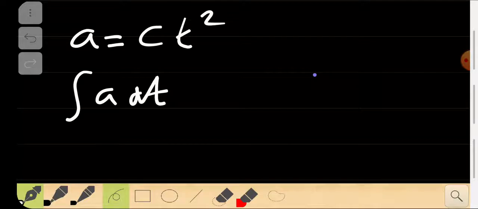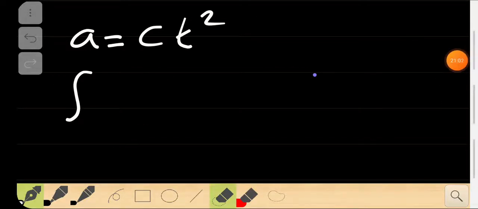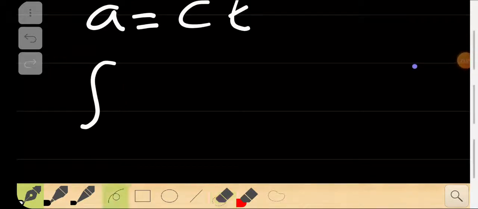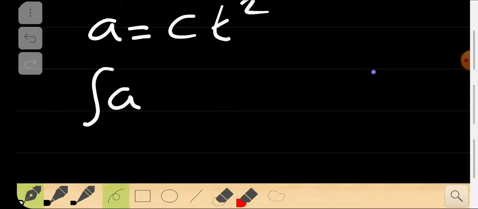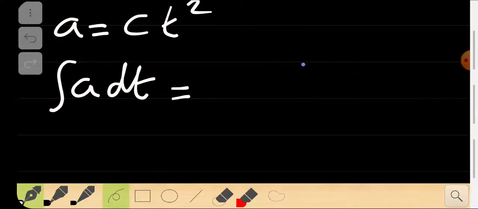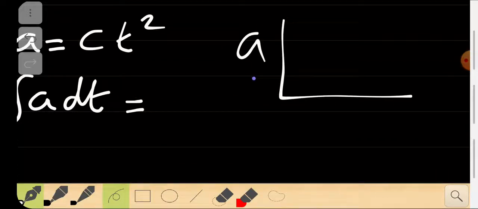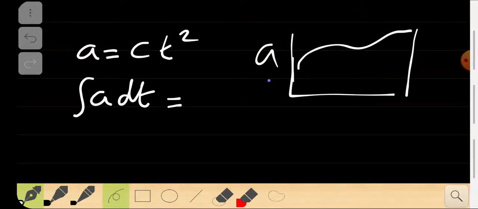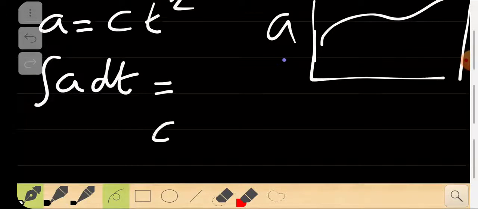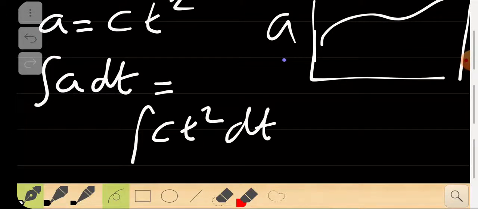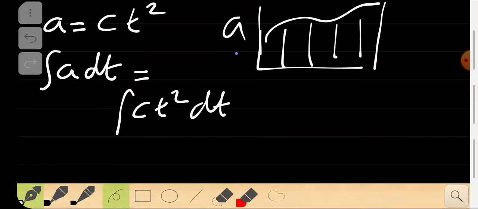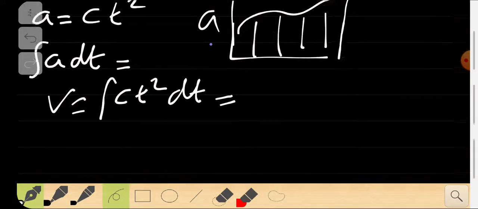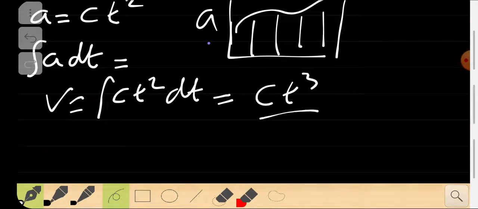So when you integrate a, dA with respect to dt, for all the lengths and breadths, when you integrate for all the distances of t, you will get the integral of c t square dt. That's the area under the curve, which is the total velocity. So this is the velocity. So this will be c t cube by 3 plus c1. That's a first constant here.